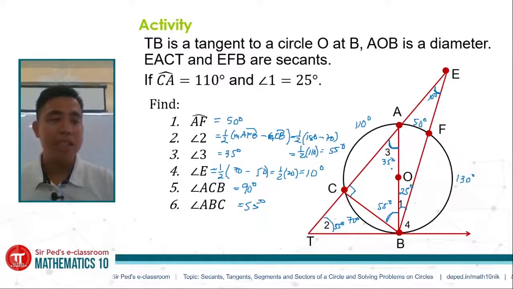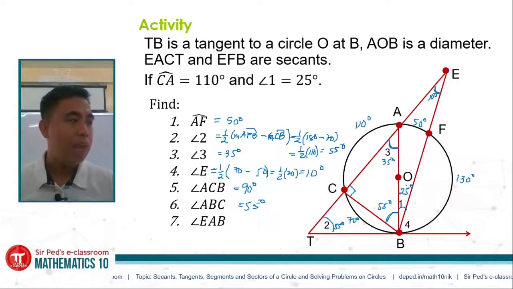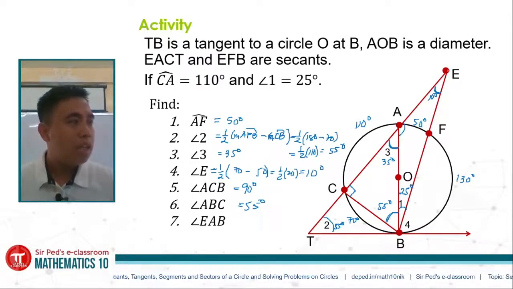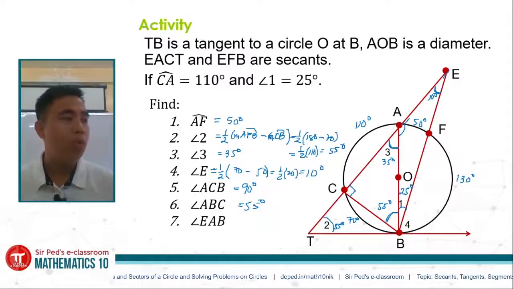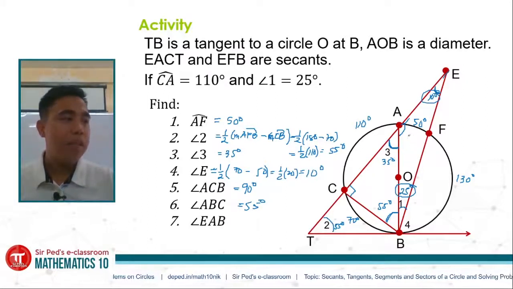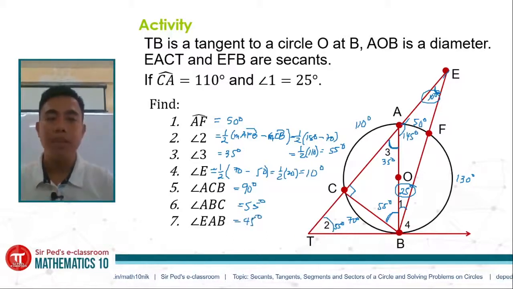Yes. Next, angle EAB. Etong angle na to. If you notice, EAB is a triangle, and the sum of the interior angles of a triangle is equal to 180. So, kapag 10 yan, 25 yan, so that is now 35. 180 minus 35, that is equal to 145 degrees. So, this is equal to 45 degrees.